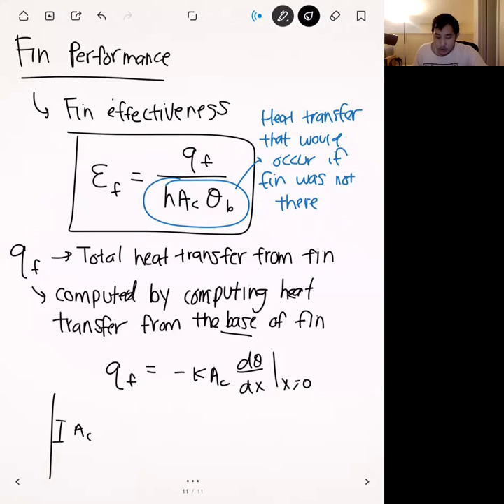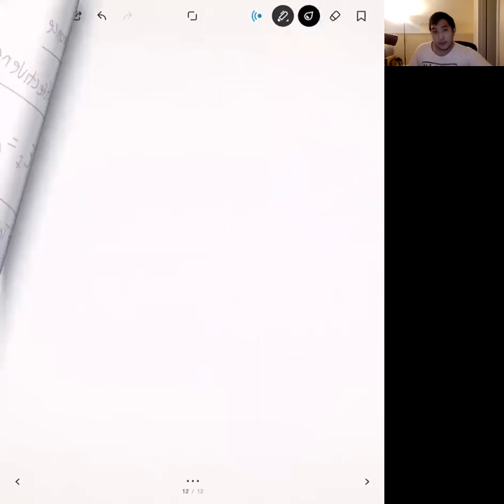And so ideally what you would want is you would want effectiveness to be some high number, right? And so the threshold I think that we talked about in class was 2, okay? And so if you have an effectiveness of 2, what you're saying is that the fin is outputting twice as much heat as if the fin wasn't there, right? And so that's usually a good threshold, but exact numbers for effectiveness are going to depend on your application, okay?